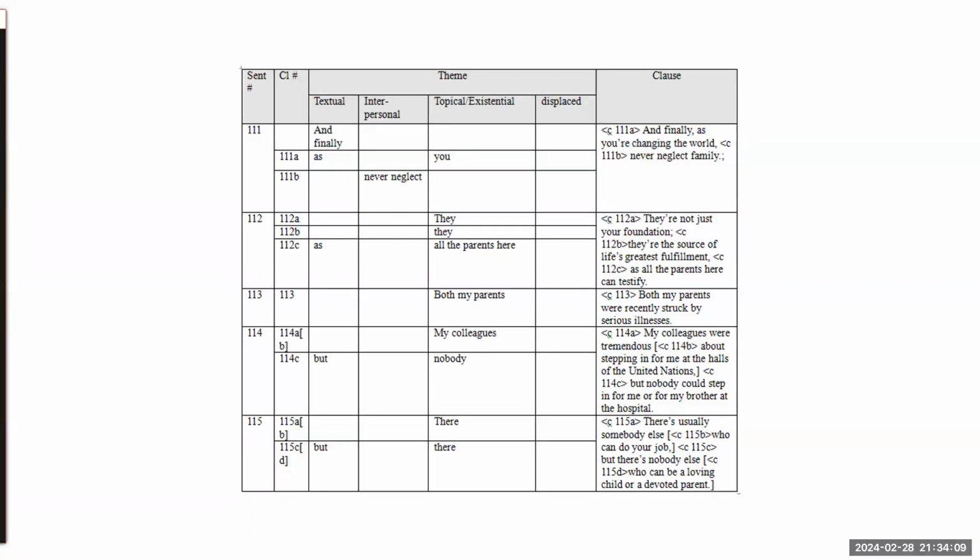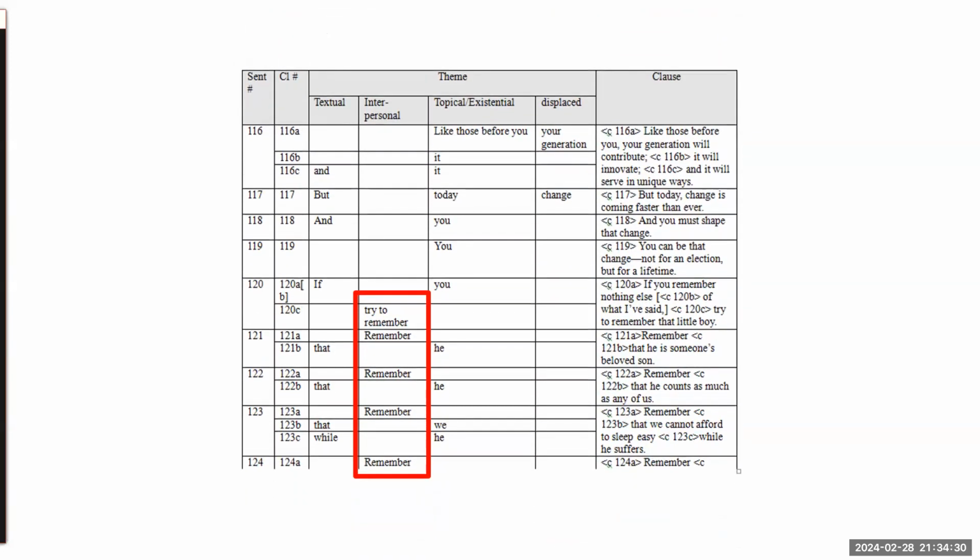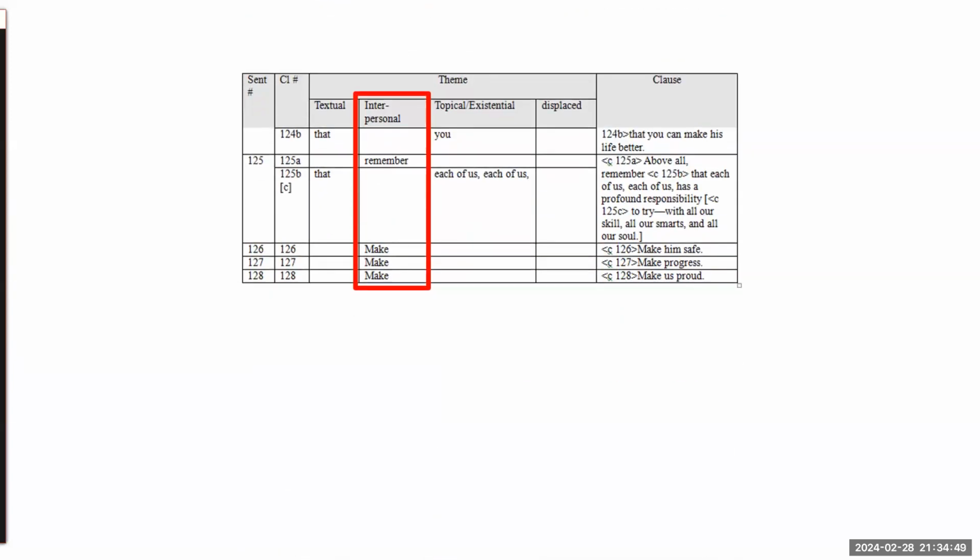Theme. When I'm looking at theme, what do I notice? Well, one of the things I'm going to be paying attention to is, okay, who's topical themes and so forth. Textual themes, that's going to give me some indication of the buts and so forth. The interpersonal. The imperative is treated as the interpersonal. Try to remember, remember, remember. Remember, then repeating at the end in threes, make.